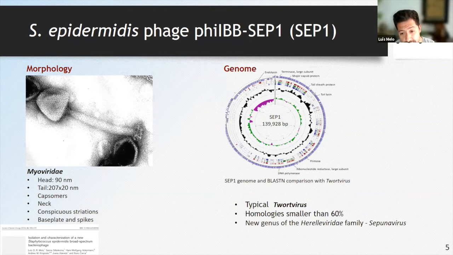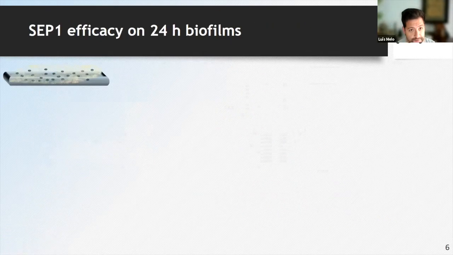The genome was sequenced and annotated, and it shows the structure of a typical Twort-like virus. However, the homologies at that time were smaller than 60%, and now, after Evelyn's talk from yesterday, I updated this. So this is now a genus of the Herelleviridae phages, and it's called Sepunavirus.